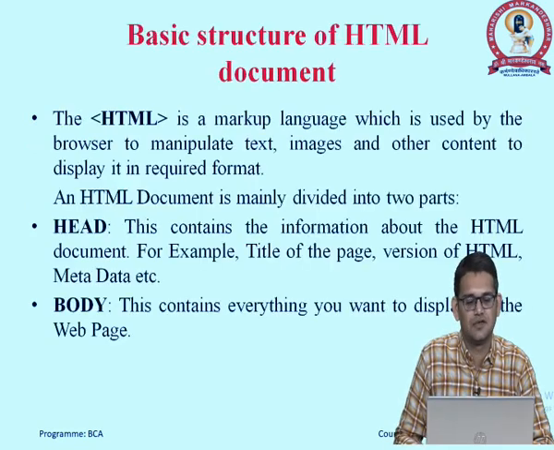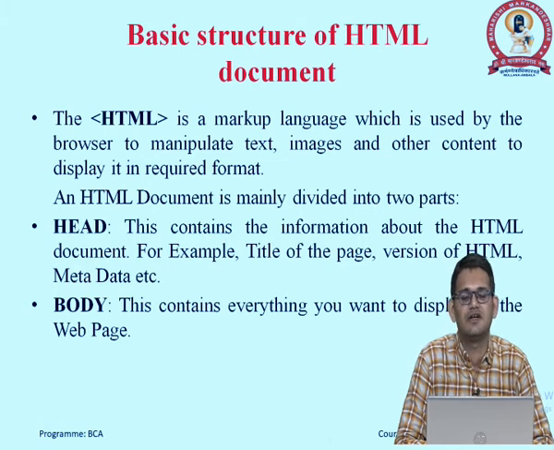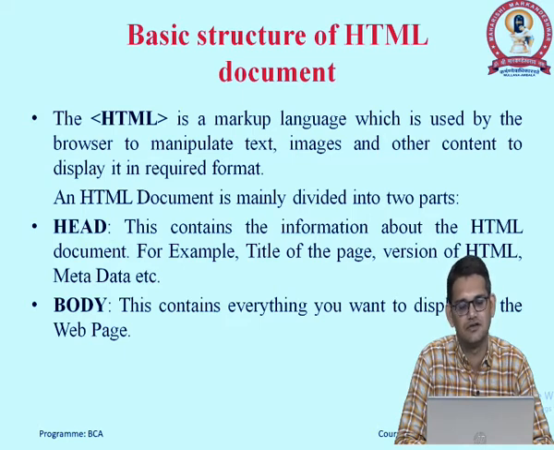So let us start. First of all, HTML is basically a markup language, and HTML is a tag. It is used by the browser to manipulate the text or the images and the other content, displayed in the required format. So basically the markup tags, or the different tags which are available, are used by the browser to display the content, whether in the form of text, images or other content.